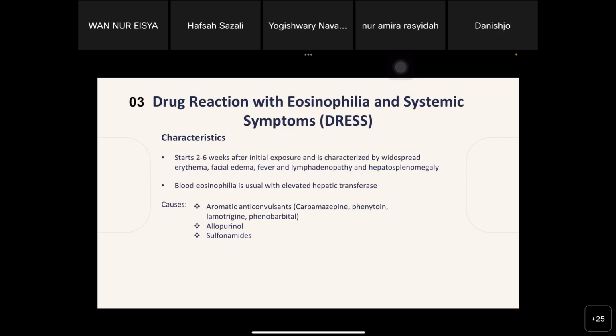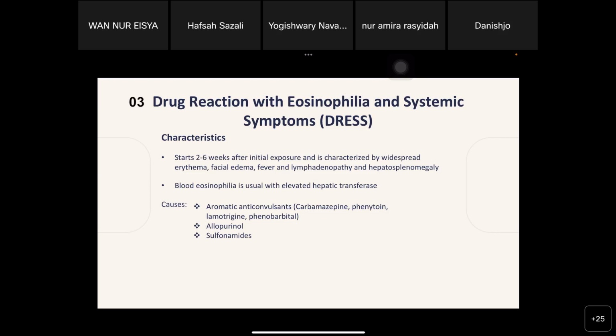The third type of drug reaction that I will be presenting is DRESS, drug reaction with eosinophilia and systemic symptoms. This one starts 2 to 6 weeks after the initial exposure to drugs, and it is characterized by widespread erythema, facial edema, fever, and lymphadenopathy with organomegaly of the liver and spleen. Blood eosinophilia can also be seen, with elevated hepatic transaminases.